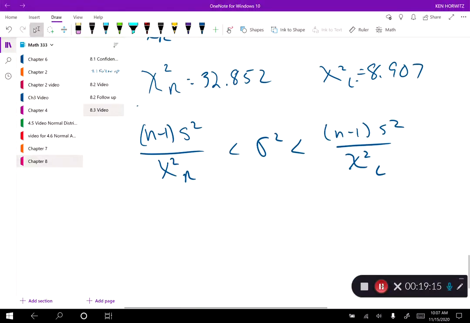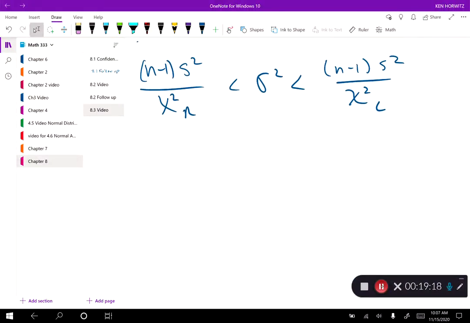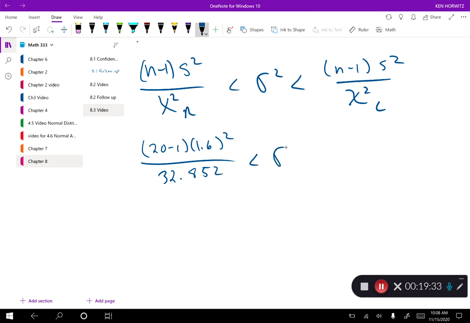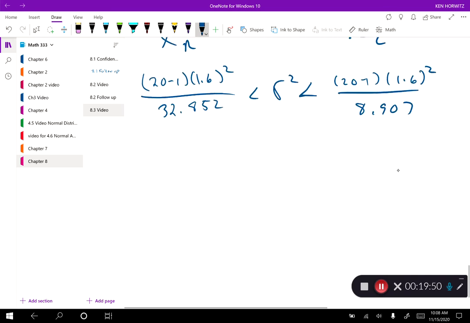All right, hopefully you got the numbers from the problem once again. So I'm just going to start filling them in. It's 20 minus 1, times 1.6 squared, over 32.852. So then 20 minus 1, times 1.6 squared over 8.907. And if you didn't, let's do the calculation now, and I'll be right back with you.